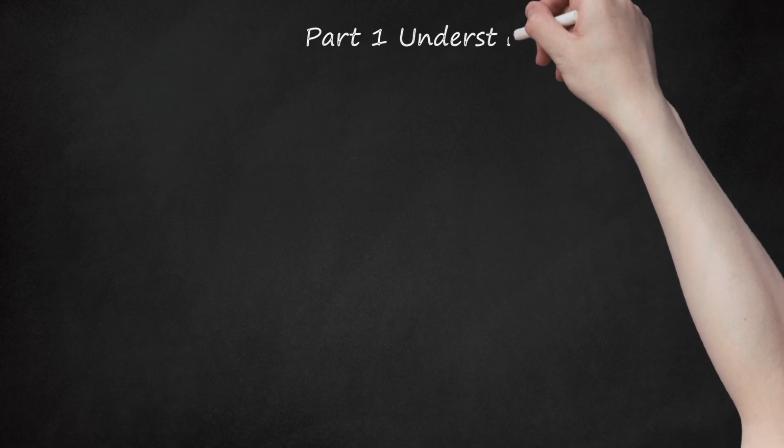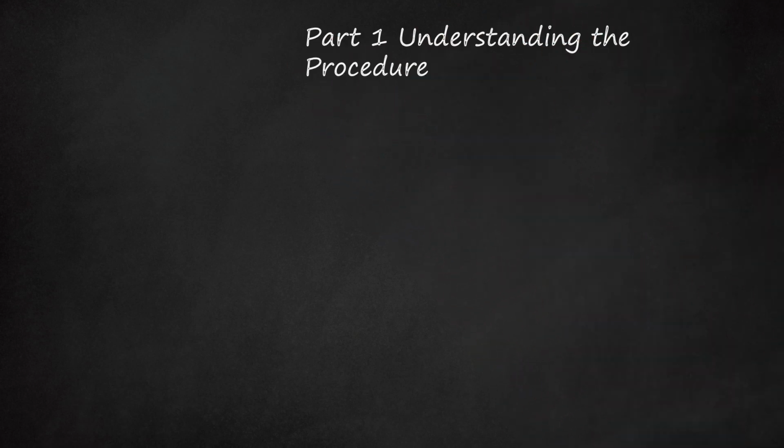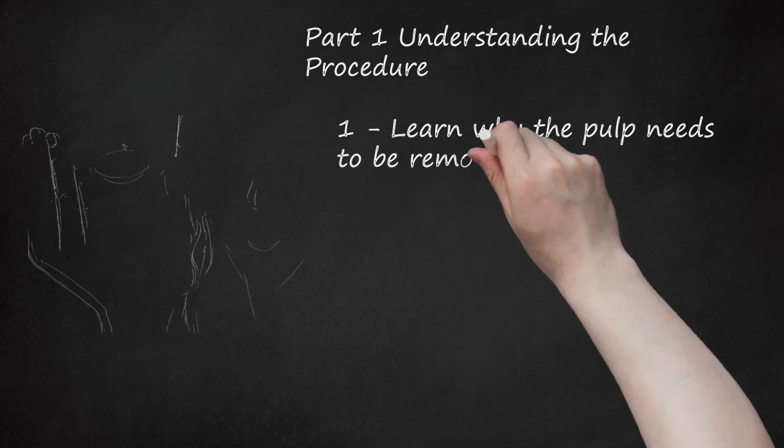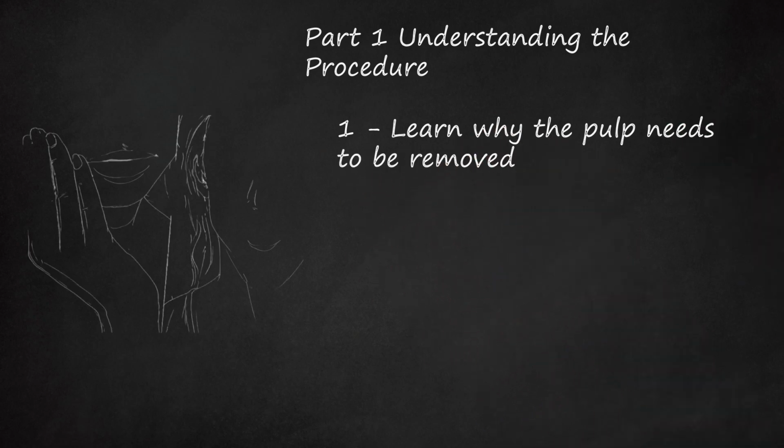Part 1: Understanding the procedure. 1. Learn why the pulp needs to be removed. When the pulp in your tooth becomes damaged, bacteria and other decayed debris can build up in the damaged area of the tooth and cause an infection or abscess.